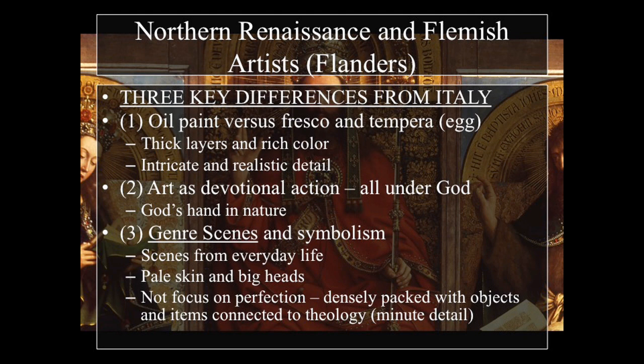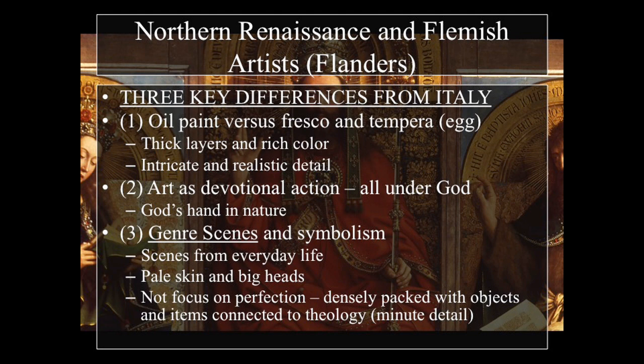So the Northern Renaissance and Flemish artists were a little unique to the early Renaissance period. There's three key differences from Italian Renaissance painters. In Northern Renaissance and Flemish paintings, they used oil paint versus fresco and tempera. So this allowed them to use thick layers and rich color, as well as intricate and realistic detail. So their art was viewed as a devotional action. It was all under God.